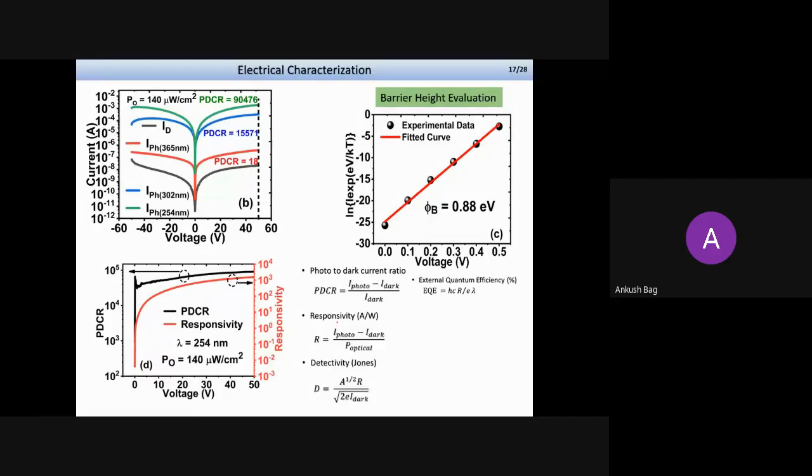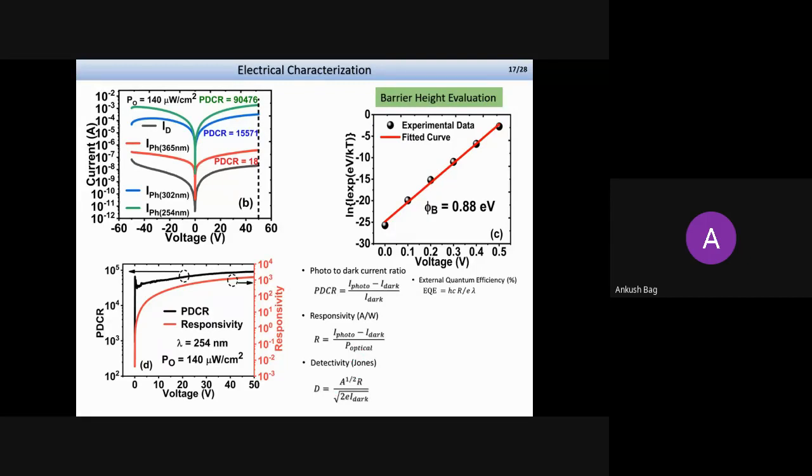Other parameters are the responsivity. All the UV light we are shining, or detecting, has some intensity, which is again coming in terms of watt. So how much is the wattage of the illuminating source? Then how much current you are producing from your device or detector, that is called sensitivity or responsivity. The higher the responsivity, the better is your device. So this is I photo minus I dark divided by the optical power you are incident on your device. This is another performance parameter.